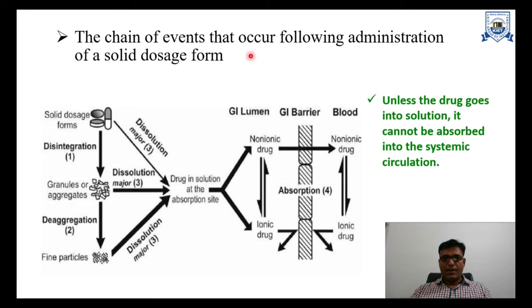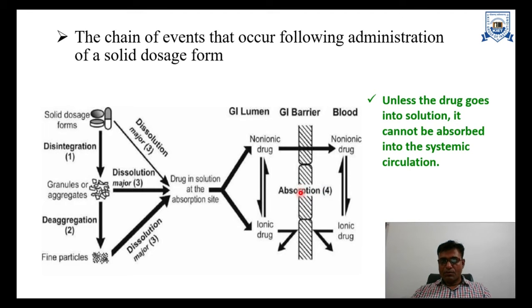Now, the chain of events that occur following administration of a solid dosage form. There are four steps. The first step is disintegration of the drug product, the second is deaggregation and subsequent release of the drug, the third is dissolution of the drug in the fluid at the absorption site, and the fourth is absorption, that is the movement of the dissolved drug through the GI membrane into the systemic circulation.